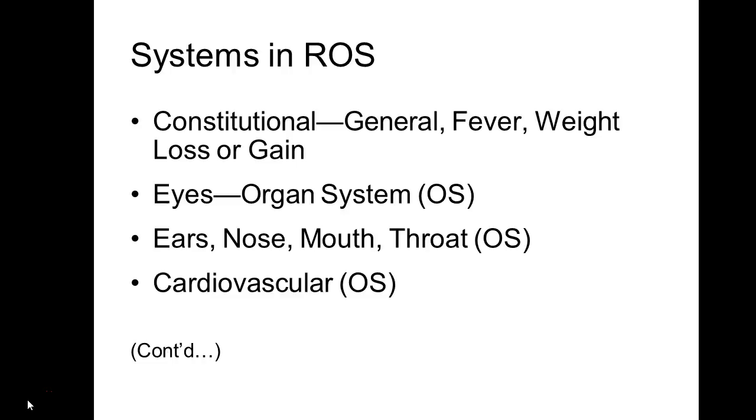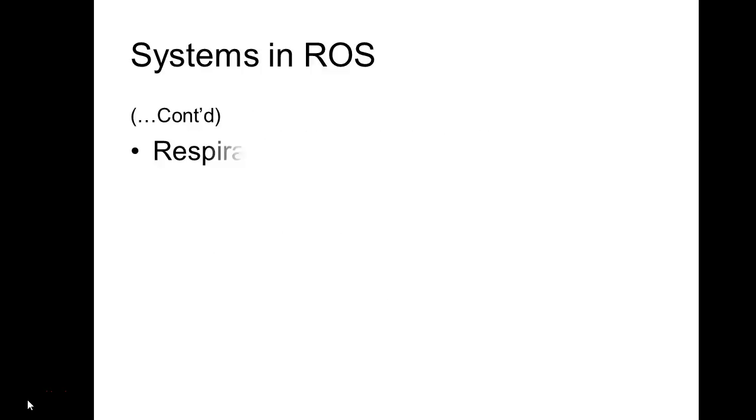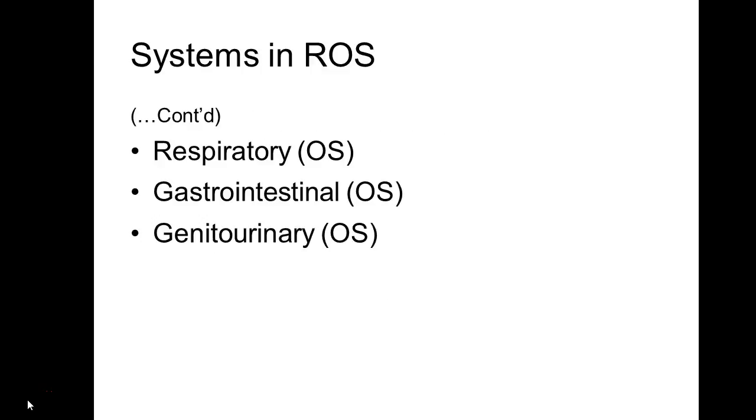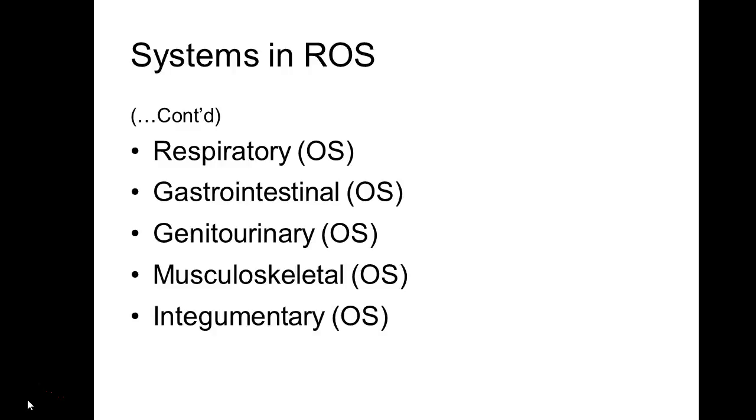Cardiovascular is our heart and our vessels. The respiratory system starts at the nose and goes to the lungs. Remember, gastrointestinal starts at the lips and ends at the anus. Genitourinary is a combination of the genitals and the urinary system. This is going to be a little bit different if we're checking out one or both of these systems, depending on whether they're male or female. Musculoskeletal, of course, is bones and muscles. The integumentary system is our skin.